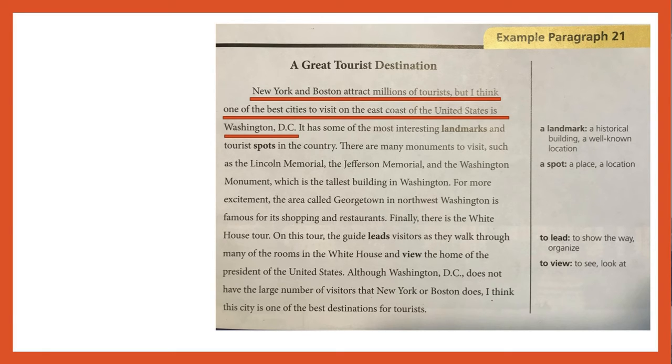So the first sentence in this paragraph, titled A Great Tourist Destination, says, "New York and Boston attract millions of tourists, but I think one of the best cities to visit on the East Coast of the United States is Washington, D.C." When you read a paragraph, after every sentence, at least when you start getting more comfortable with reading and writing your own paragraphs, you should ask yourself, what kind of sentence is this, and what does the sentence do? So, in our first sentence, we need to ask, what kind of sentence is this? This is going to be a topic sentence, right? One of the pieces of bread in our sandwich.